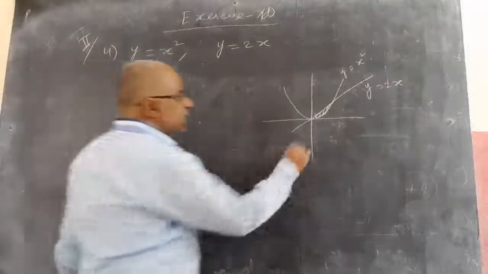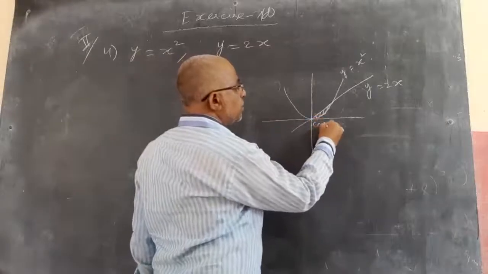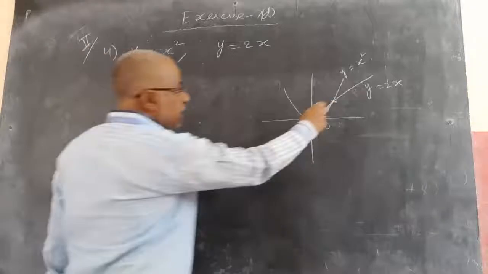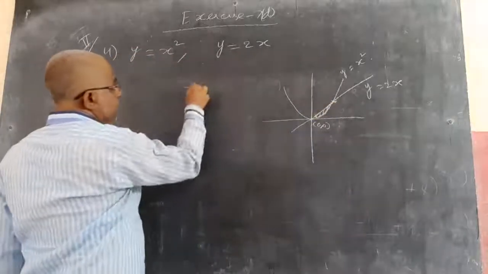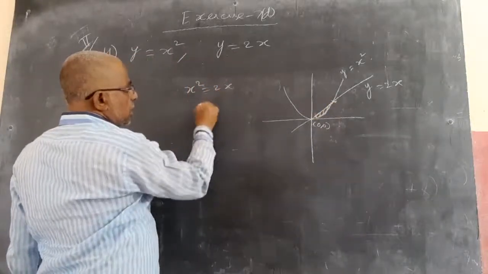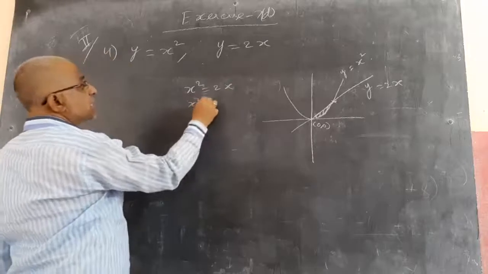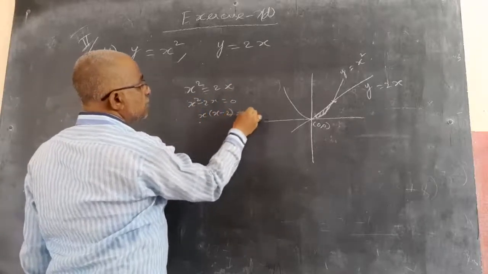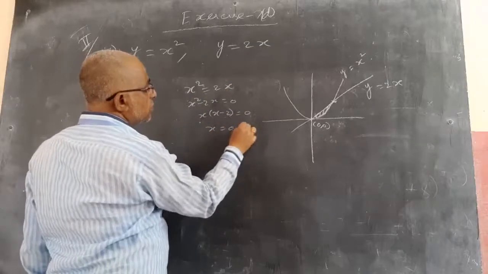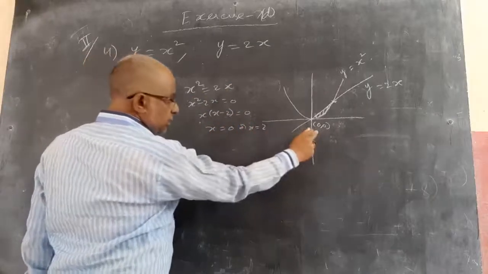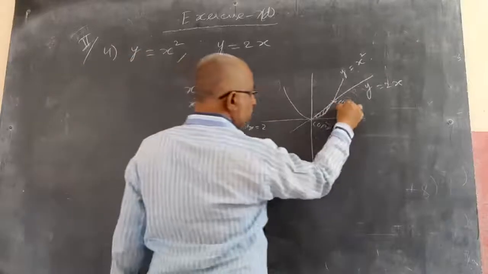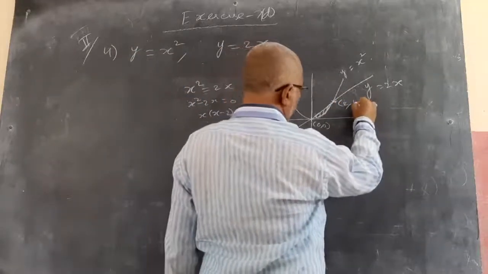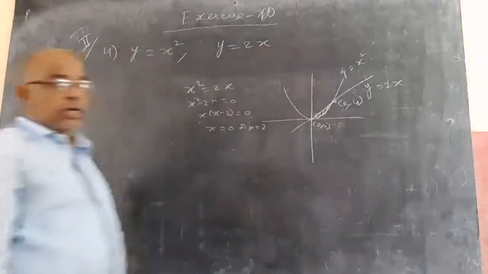Now, what are the limits? This I know, 0, 0 origin. But what about this? We need to find the limit. At this point, these two are equal, meaning x square equal to 2x. So x square minus 2x equal to 0. You will get both the points. x into x minus 2 equal to 0. x equal to 0 or x equal to 2. This is 0, I already told. And the next point is 2 comma something: 2 comma 4.